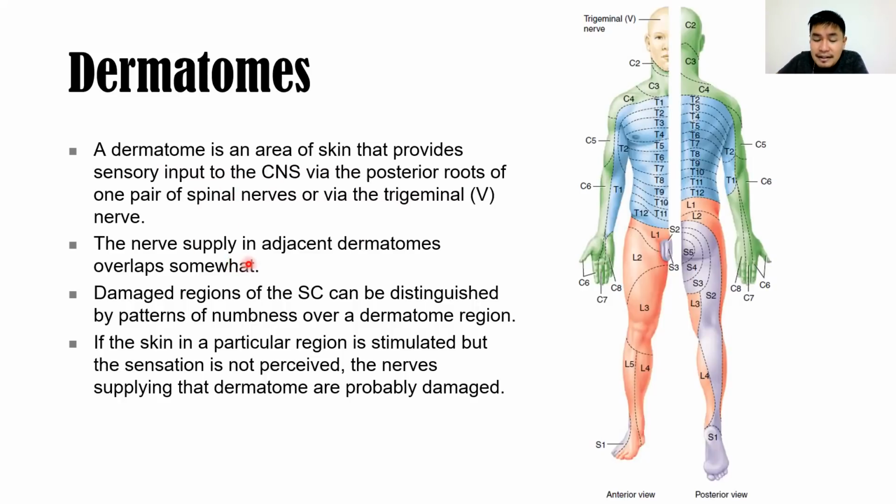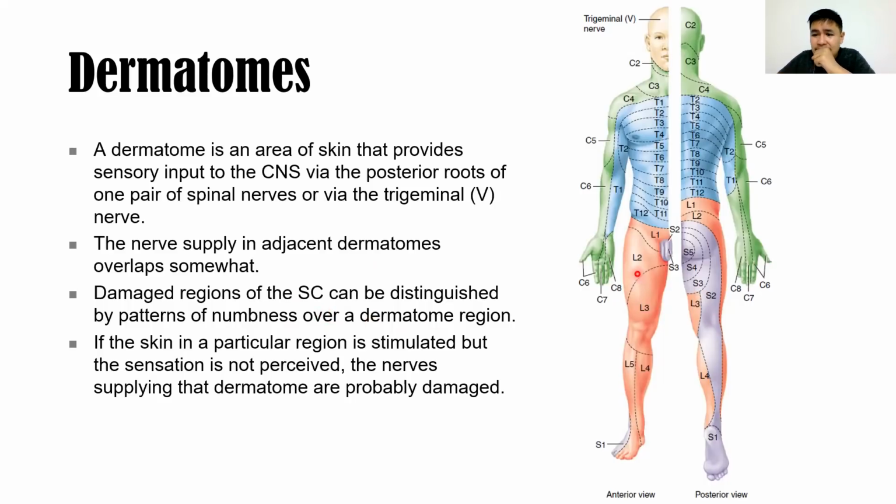The nerve supply in adjacent dermatomes overlap somewhat. Sometimes they overlap. Damaged regions of the spinal cord can be distinguished by patterns of numbness over a dermatome region. For example, if there would be injury to the spine, we would be able to trace the level of injury by assessing the dermatomes. Which areas have numbness or discomfort on the maps? It will help us distinguish which regions of the spinal cord are damaged.